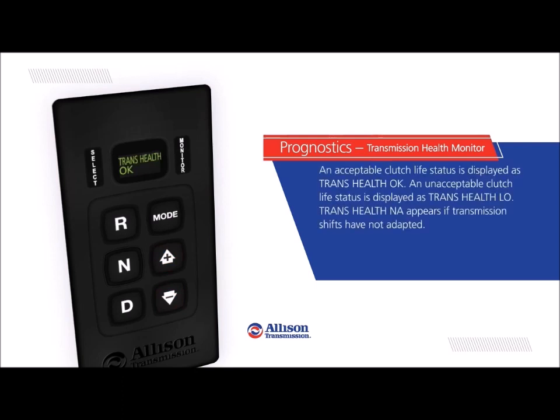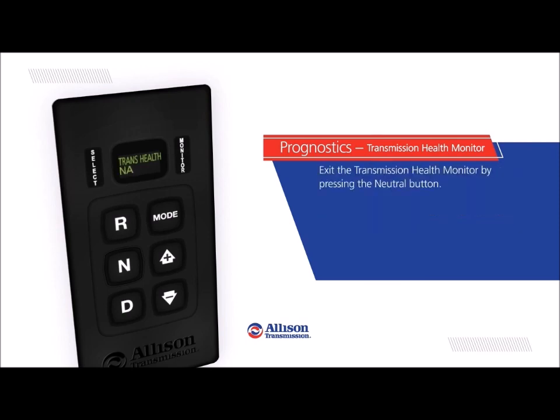An acceptable clutch life status is displayed as Trans Health OK. An unacceptable clutch life status is displayed as Trans Health Low. Trans Health NA appears if transmission shifts have not adapted. Exit the Transmission Health Monitor by pressing the neutral button.